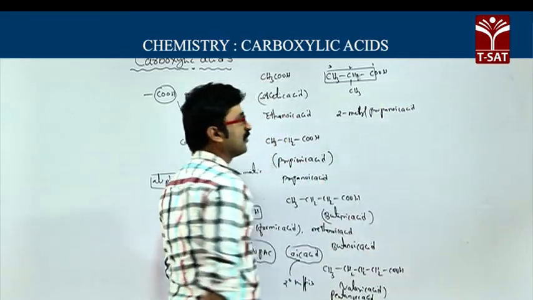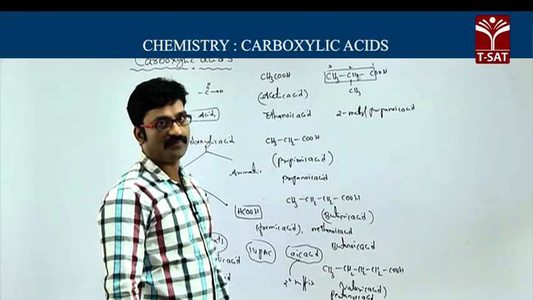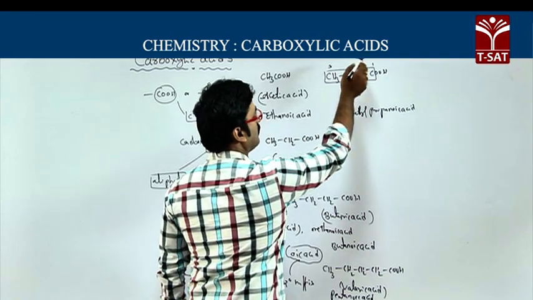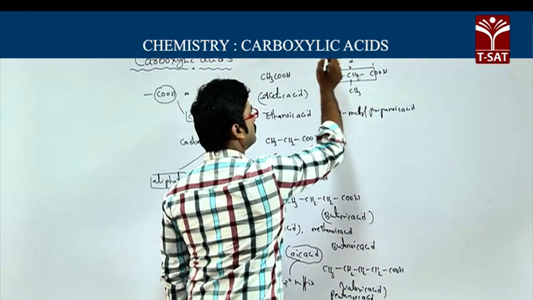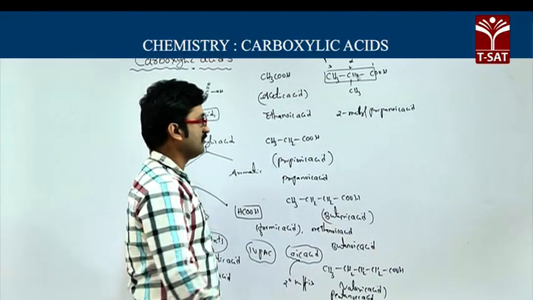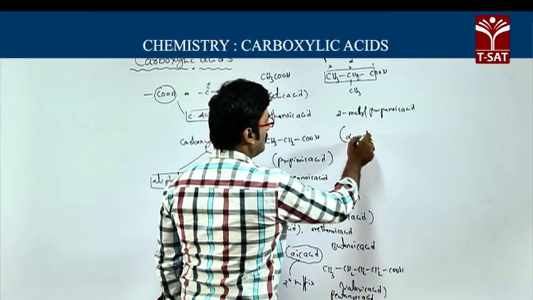Propanoic acid. 2-methyl propanoic acid is the IUPAC name of this compound. But in common names, we generally use alpha and beta. Alpha and beta are used in the common names. So its common name is alpha-methyl.